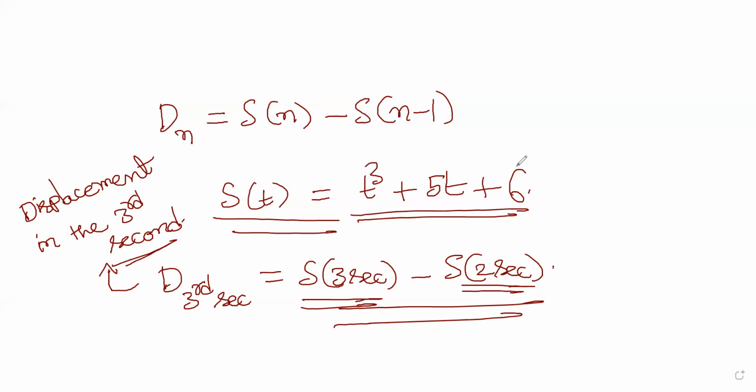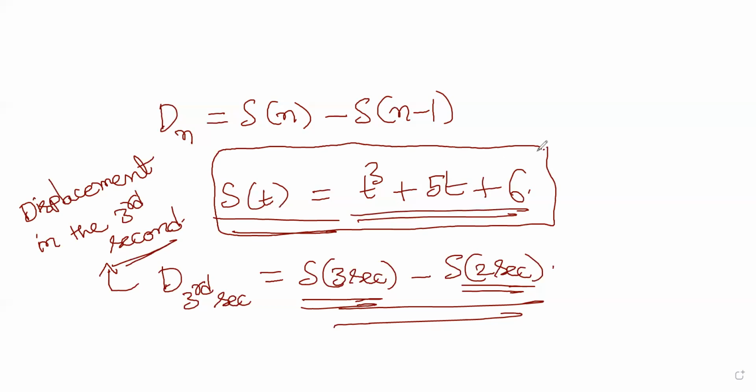So here you cannot use u plus a into n minus half because this is a cubic polynomial. If the displacement is a quadratic polynomial as a function of time, then only you can use u plus a into n minus half. I am telling you again and again. If it is something else, then you have to go by this formula only. This is the best way of solving this problem.